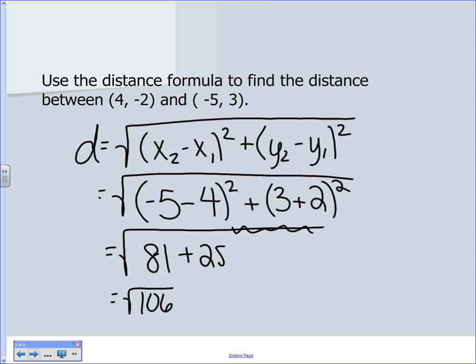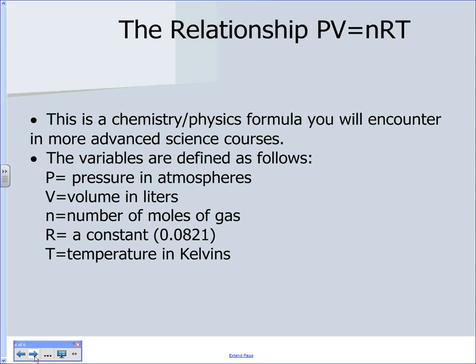Okay. Looking at PV equals nRT. It's a chemistry physics formula. You'll get to it when you do chemistry or physics at some point. Supposedly, Saxon says. I don't know. I don't remember. I feel like I did it in chemistry, but that was a long time ago.